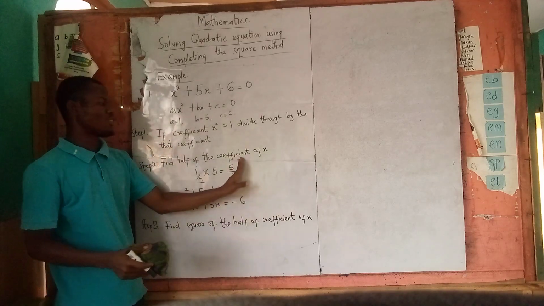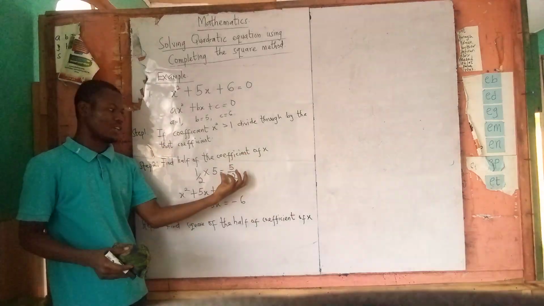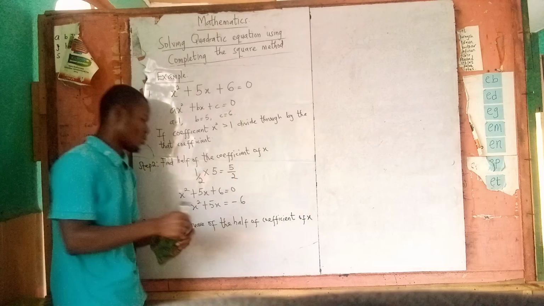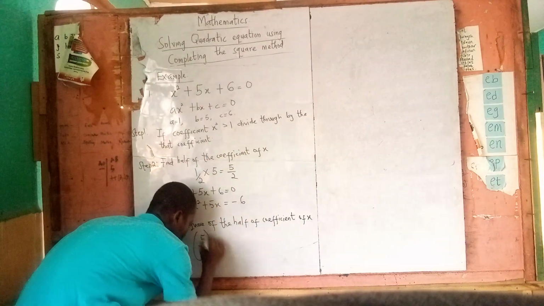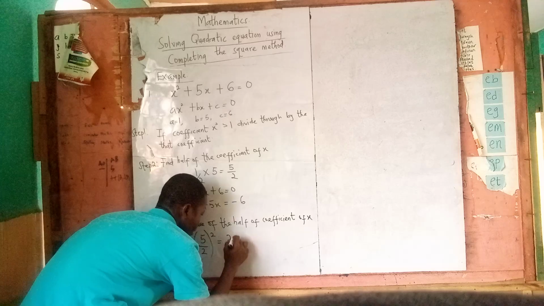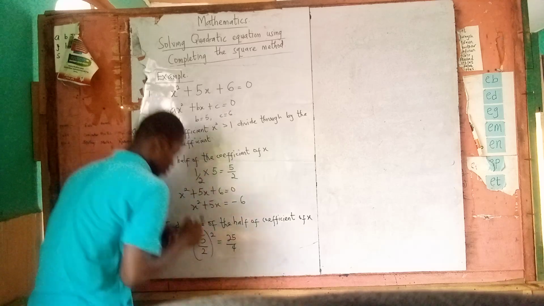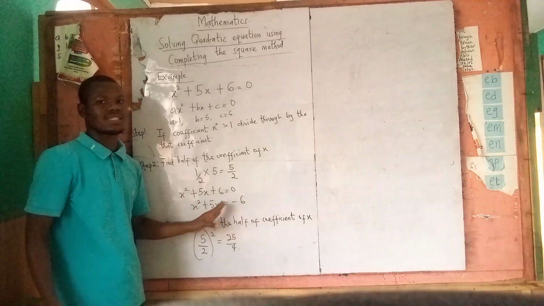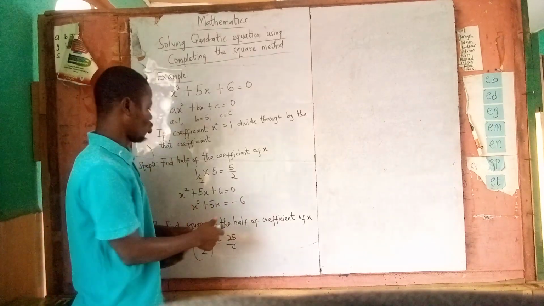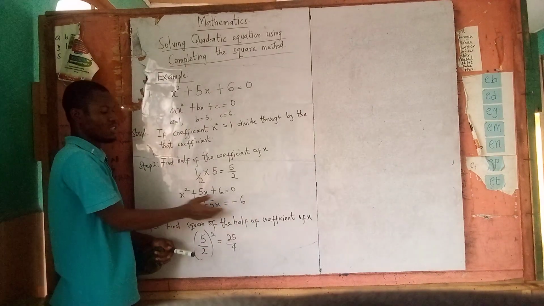So this is half of the coefficient of x, that's 5 over 2. Now find the square of it. So 5 over 2 all squared will be 25 over 4. You now add it to both sides, to the left-hand side of the equation and to the right-hand side of the equation.